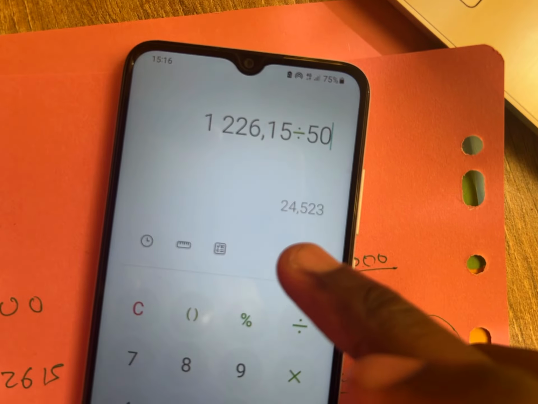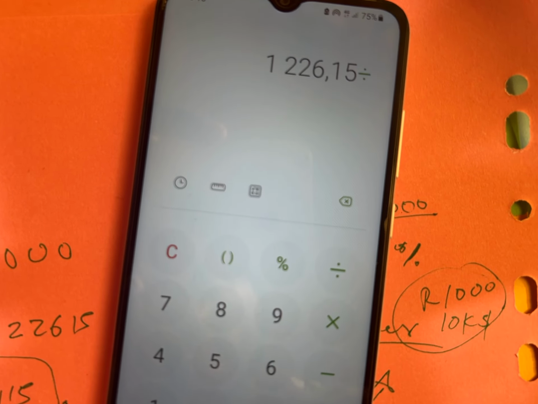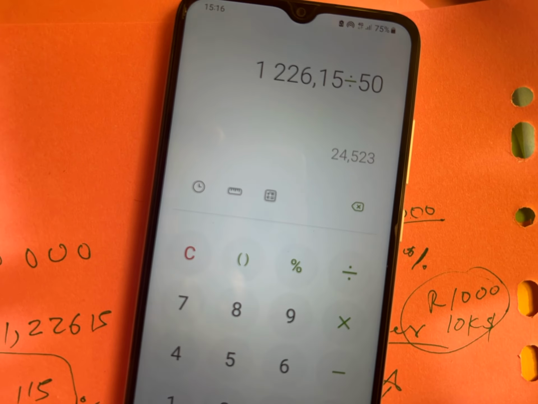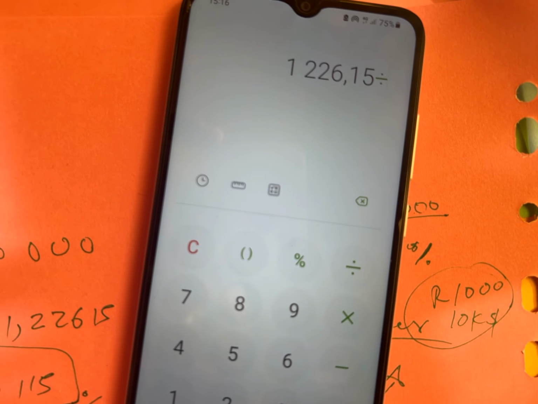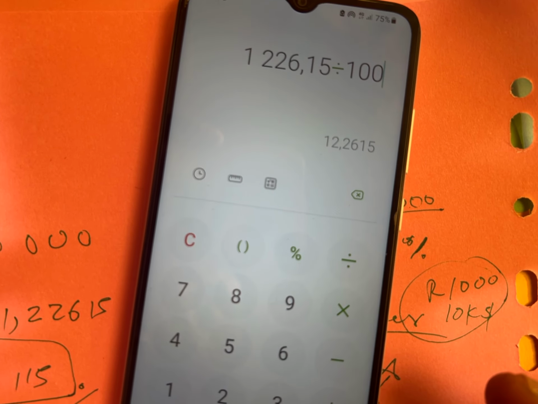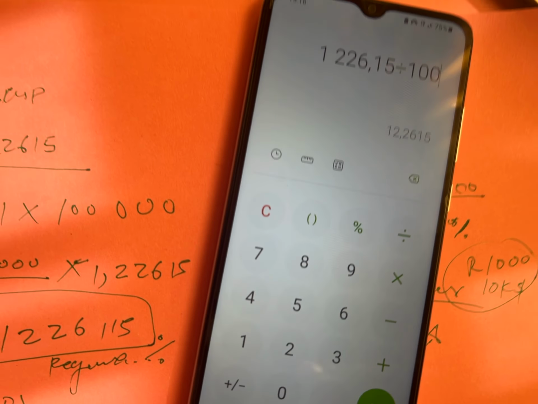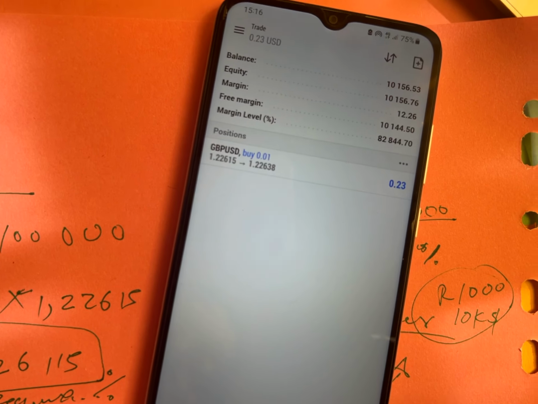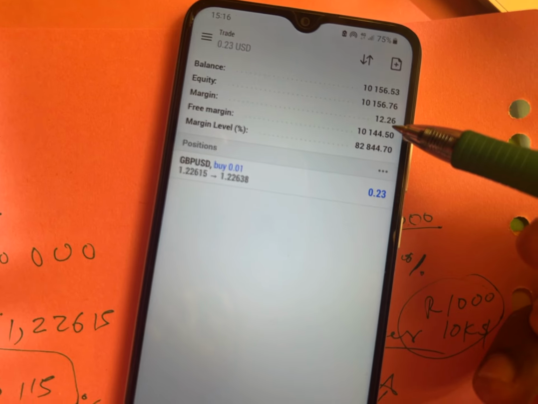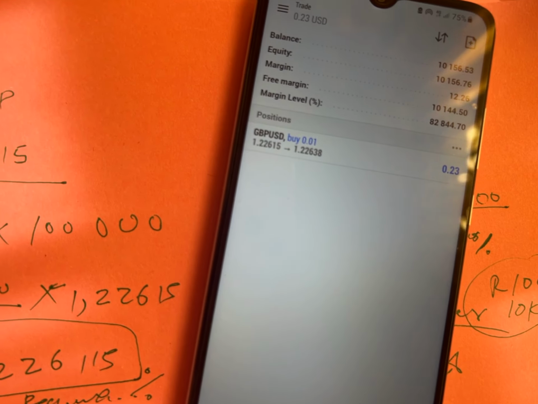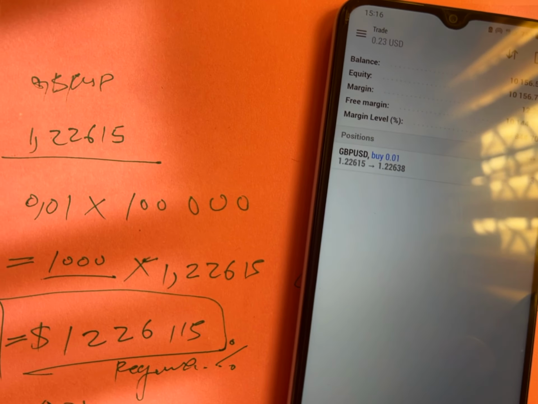If the leverage here was 50, we would divide by 50. If it was 100, we would divide by 100. Same thing as you see here. You see we have 12.26. So this simply means that the leverage here is 1:100. Simple as that. I believe now we understand about leverage.